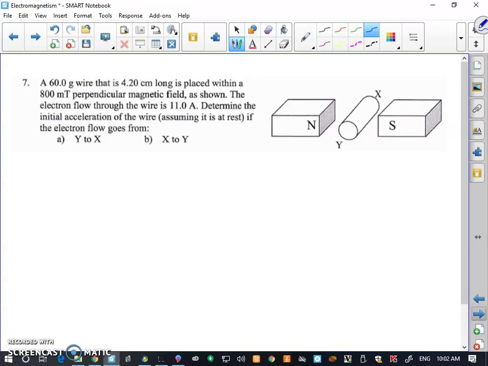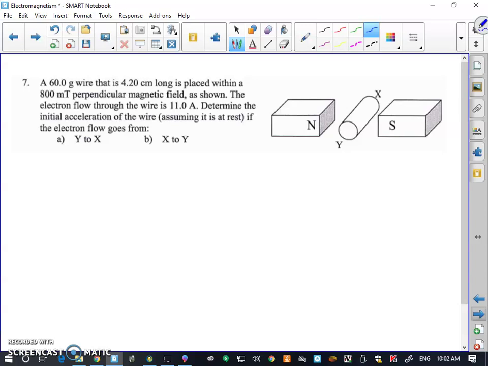A 60-gram wire that is 4.2 centimeters long is placed within an 800 millitesla perpendicular magnetic field. As shown, the electron flow through the wire is 11 amps. Determine the initial acceleration of the wire, assuming it is at rest, if the electron flow goes from y to x, or in part B, x to y.